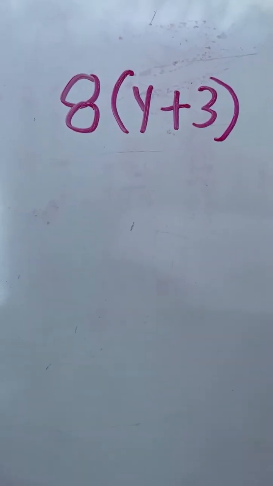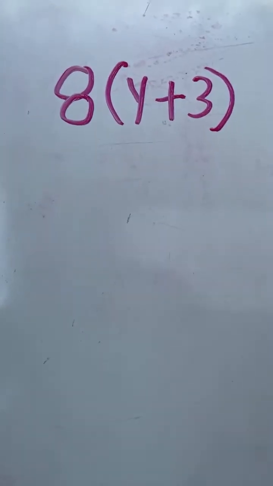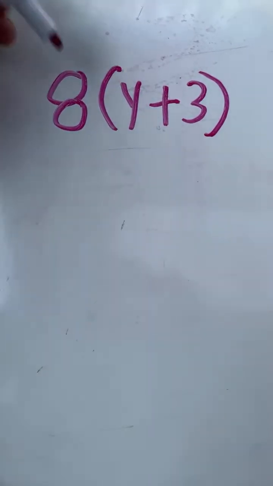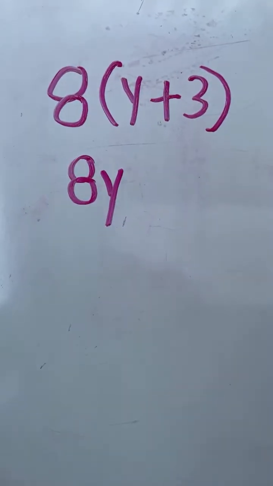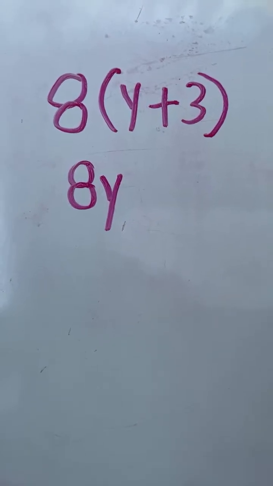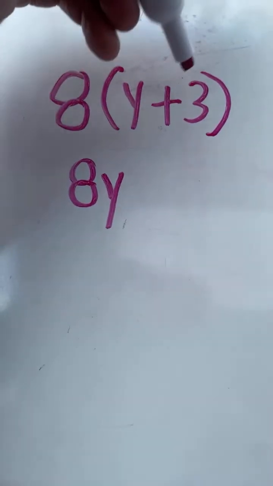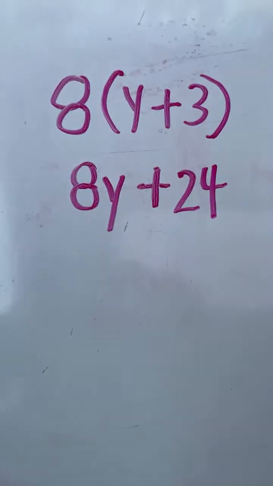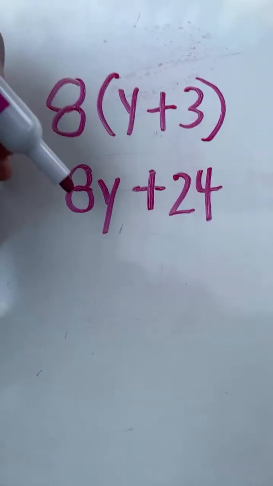Alright, next we have 8 times y plus 3. The parentheses acts as a multiplication sign. So we are simplifying numerical expressions using distributive property. Step 1, we multiply 8 times y. 8 times y equals 8y. Step 2, we multiply 8 times 3. 8 times 3 equals 24. Because we have a plus sign within the parentheses, we're going to have a plus sign when we simplify our answer. So this numerical expression, simplified using distributive property, comes out to 8y plus 24.